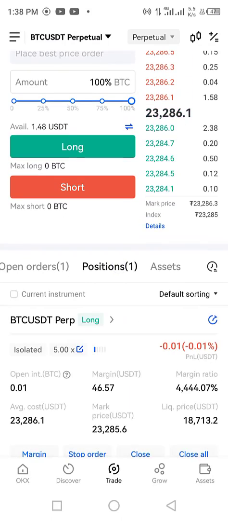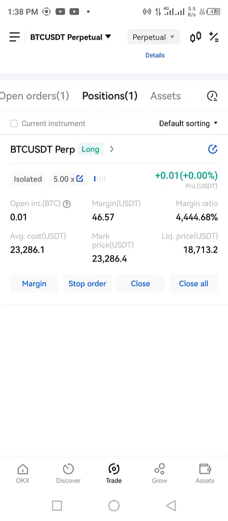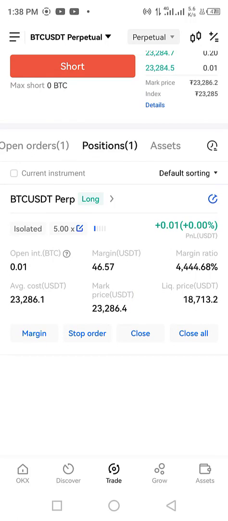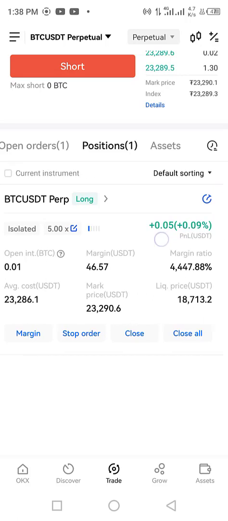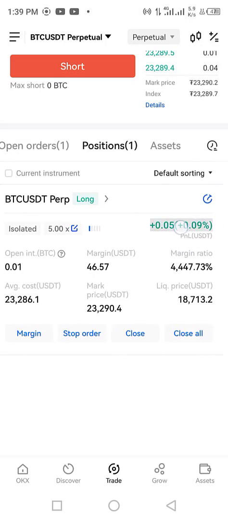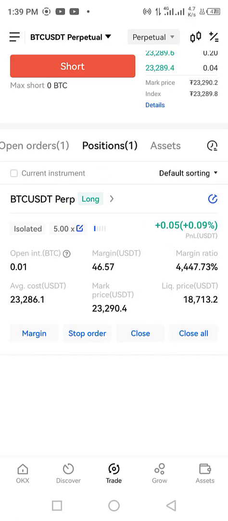If you go right down at this very point, you see open position right here. See, the position is already open and we are in profit. Now, if you look at this position, how do you know that your position is in profit? Your position is in profit when you have this area green. And if it is red at this very area, then it means you are in loss.